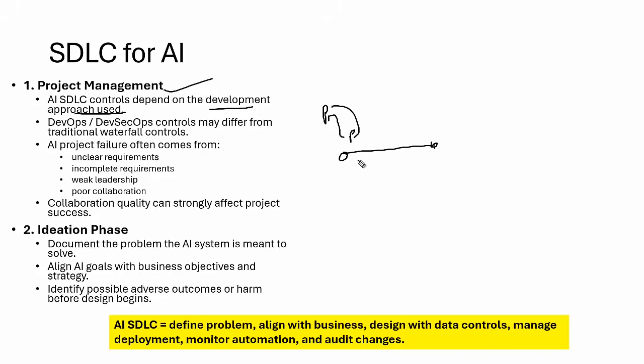But there are some reasons why an AI project fails. When we have an unclear requirement, for example, we understood something else and built something else, or sometimes an incomplete requirement, lack of support, poor collaboration. So the most effective way to a successful AI project is collaboration, because collaboration quality can strongly affect project success. That's a very important part we need to understand.